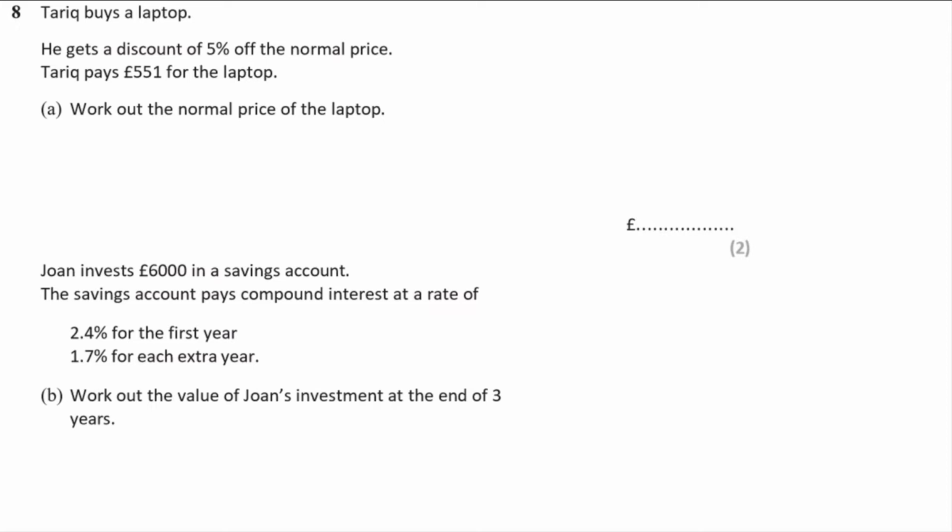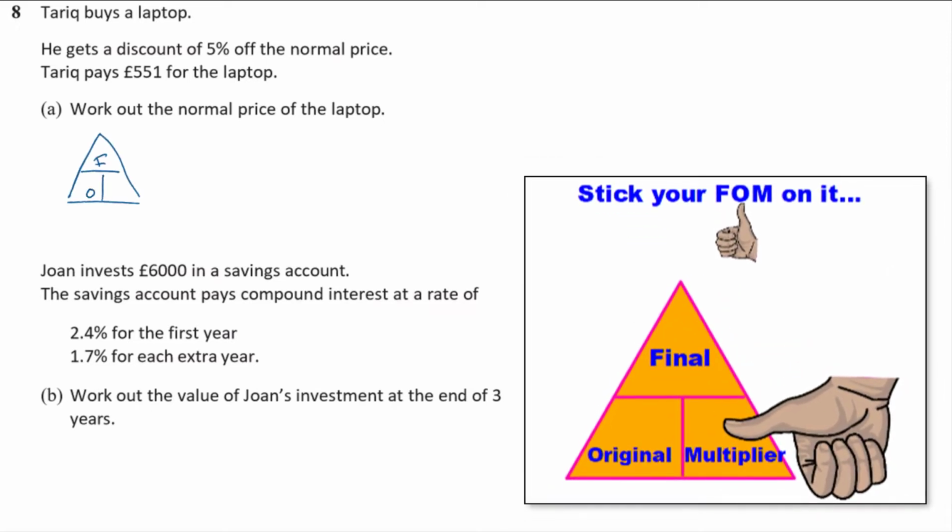Okay, now I can see already it's a reverse percentage question, but I do all my percentage questions just using this FOM triangle, final, original, multiplier. I just find it really handy. It just gives me one method to do all the different sorts of questions. All you need to be able to do is to work out which is the final, which is the original when you read a question.